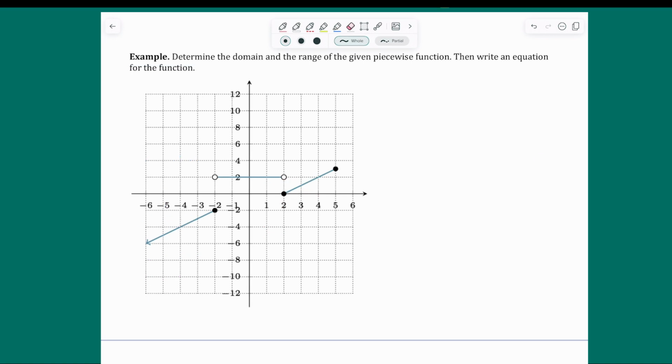All right, let's try this next example here. Determine the domain and range of the given piecewise function, then write an equation for the function. Okay, so what I'm going to do is imagine tracing the graph from left to right, observing what the x and y values are doing. All right, so as I'm going from left to right, I notice that the x values are being attained if I project down, right? So as I'm going from left to right there, I could see I'm achieving all these x values here.